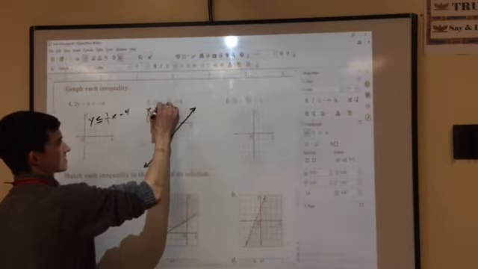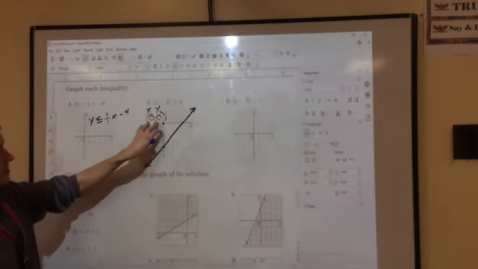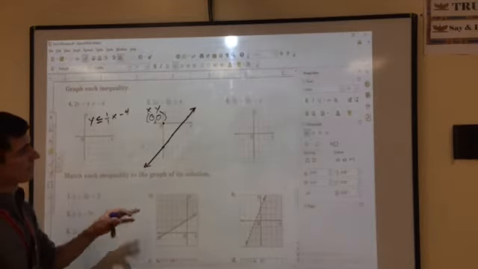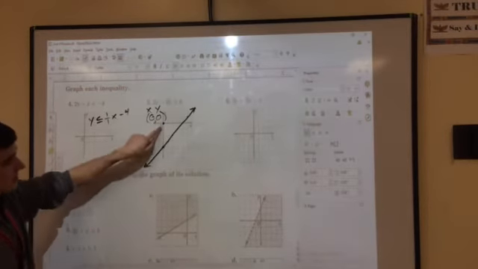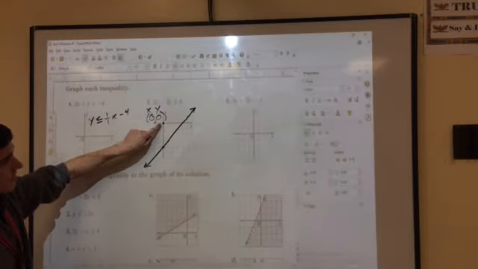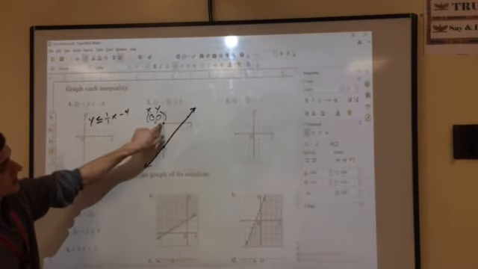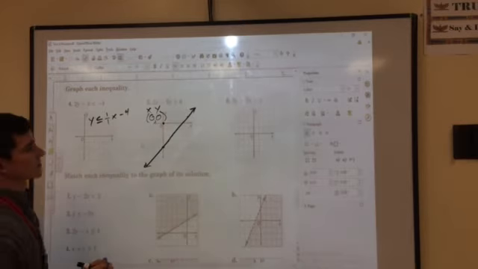Because when you take 0, 0, which has an x and a y in it, and plug it into this inequality, it's either going to be a true or a false statement. If it's a true statement, I'm going to shade on the same side as the 0, 0. If it's a false statement, I'm going to shade on the other side from the 0, 0. So let's plug it in.